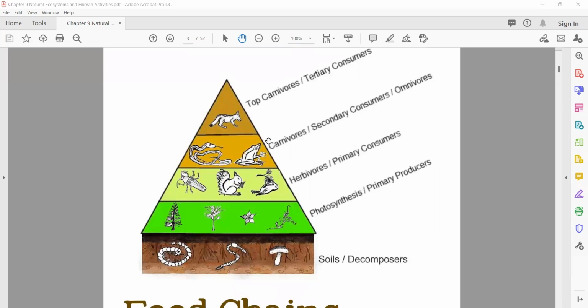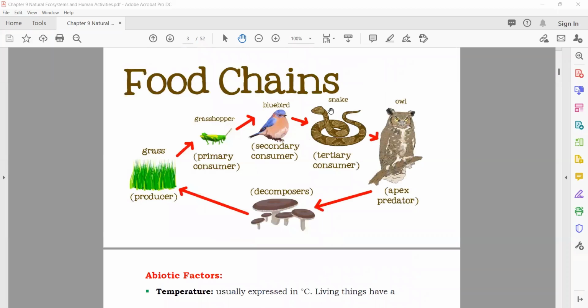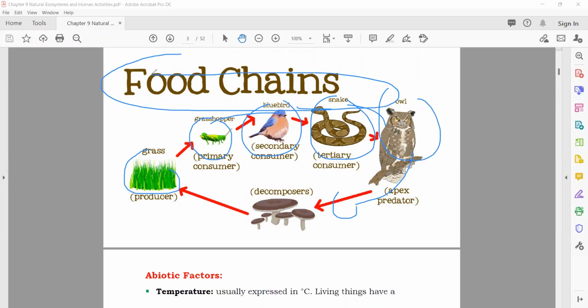One more diagram, they have the same thing. This is the decomposer at the bottom. Then you have primary producer or producer. Then you have primary consumer, secondary consumer, tertiary consumers, or top carnivores. Now, when you arrange them in a link, for example, this is the producer, it is eaten by this one, then this one, and so on. When you make a link between them, they are known as food chains.